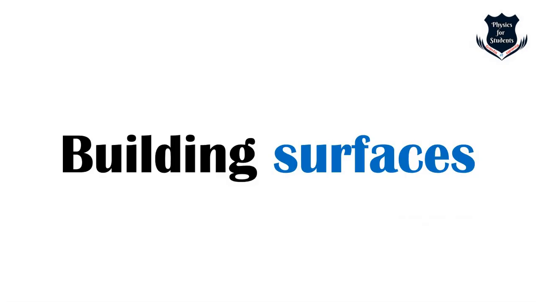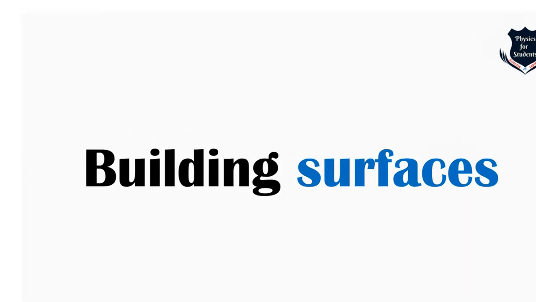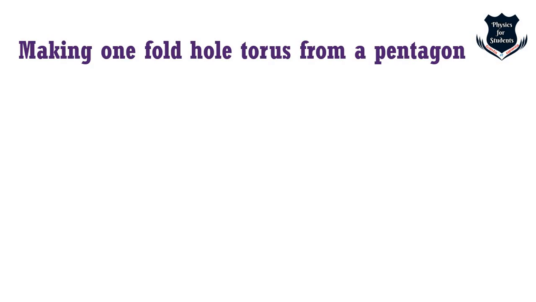Now, here are some examples which we would try to build. Just a quick note to the viewers: what I am going to show you doesn't mean that they are homeomorphic to each other. But what we are trying to show you is how these surfaces we can build from one to another. So the first one would be building a one-fold whole torus from a pentagon. So here is my pentagon.